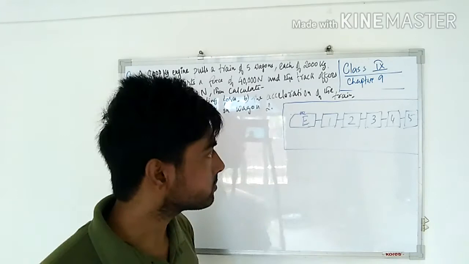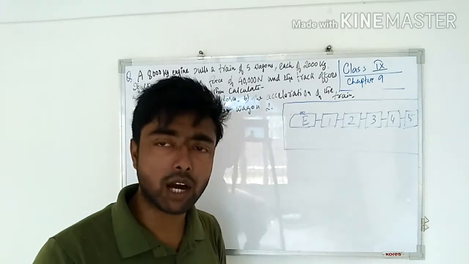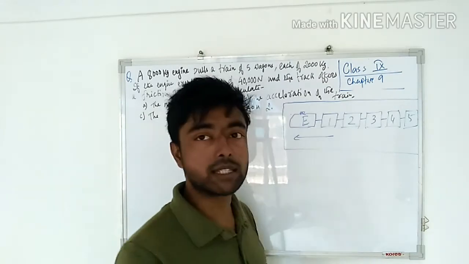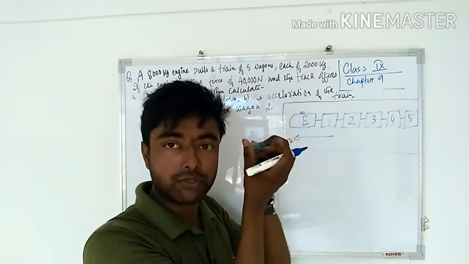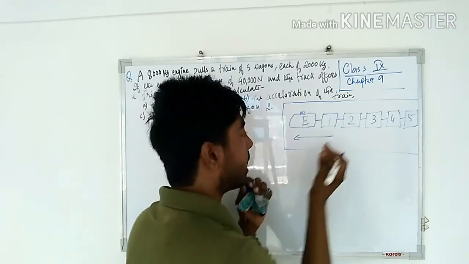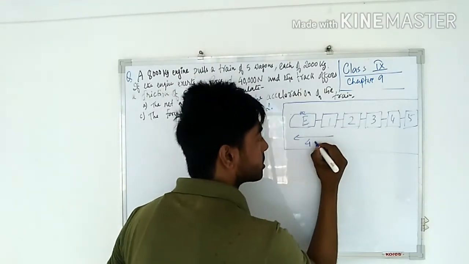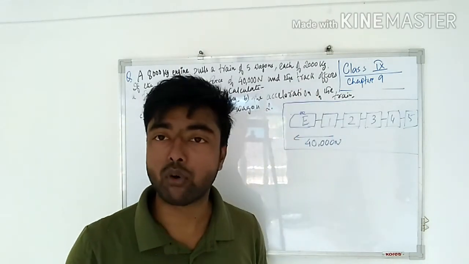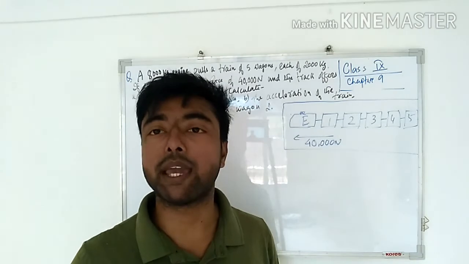Now this engine is giving how much force? This engine is giving force in this direction. Definitely engine क्या करेगा? इसको pull करेगा अपने तरफ, this way. So it will give force in the forward direction, and that forward force is how much? 40,000 Newton. It is given in the numerical. 40,000 Newton force is given by the engine.